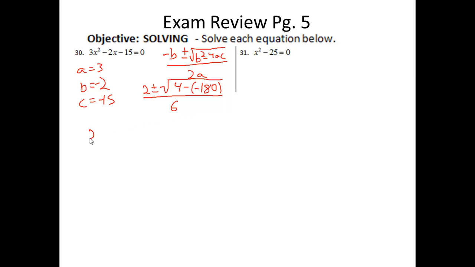So we have 2 over 6 plus the square root of 184 over 6, and we have 2 over 6 minus the square root of 184 over 6. So the square root of 184 is 13.56, and we're going to divide that by 6. And we're going to add 2 divided by 6 to that.